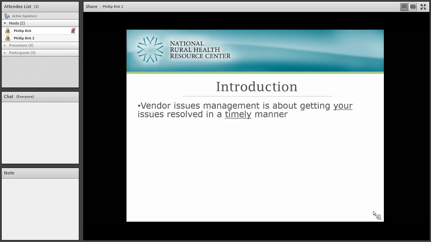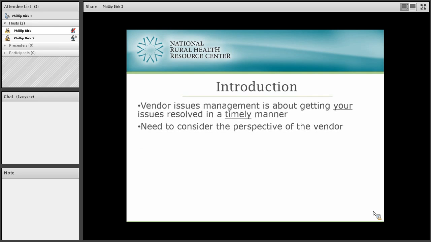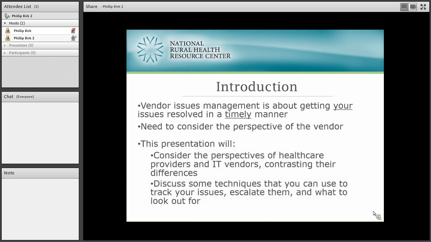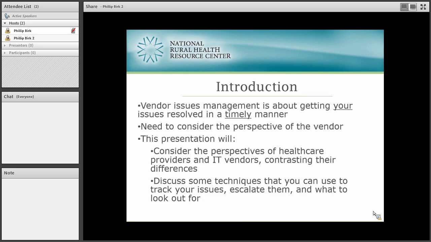So we're going to talk about vendor issues management, which is about getting your issues resolved in a timely manner. It's not about you getting your way. We want to make sure that we consider the perspective of the vendor. Anytime you have a conflict, it's a good idea to try to understand where the other person is coming from, and that's what I'm going to spend a bit of time on today, so that hopefully you can see things from their perspective, and kind of contrast those differences.